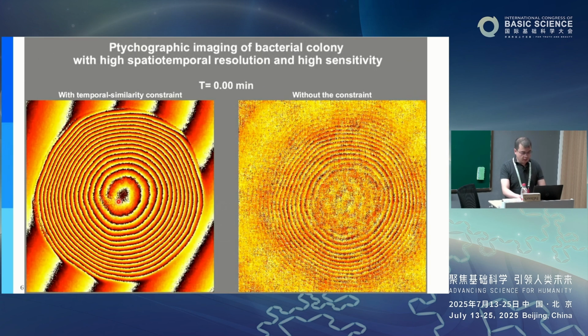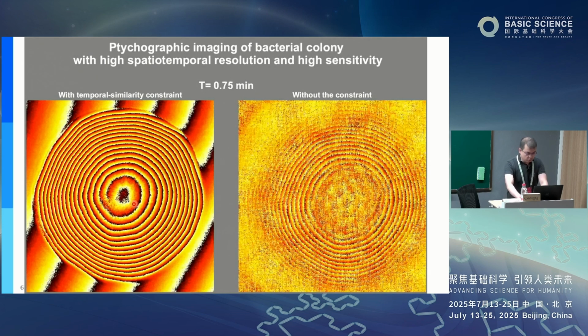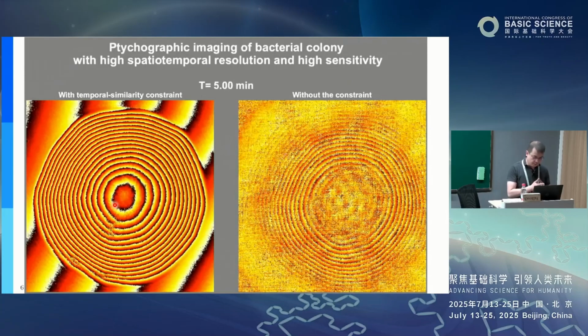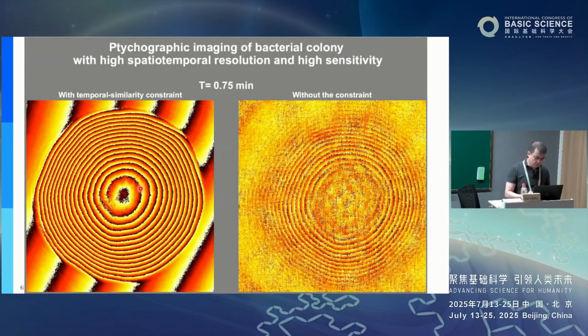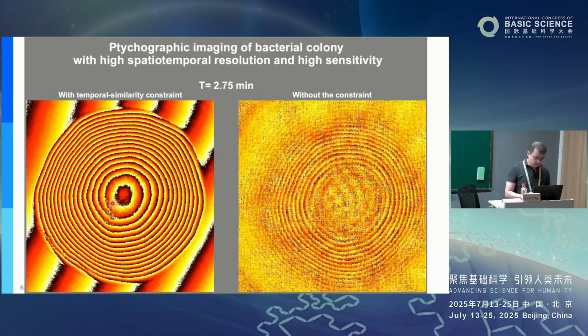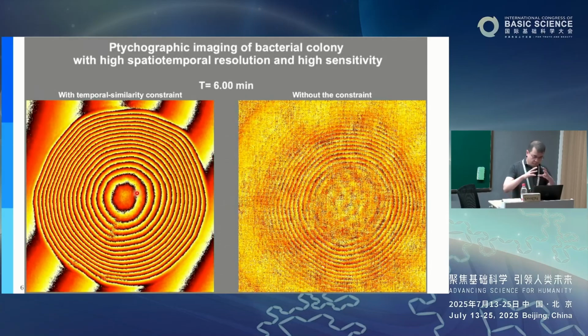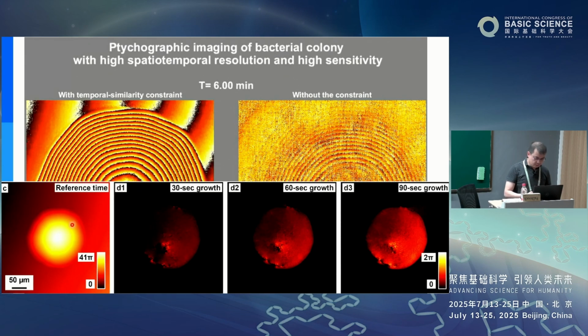So what you see here is that by considering this temporal correlation, we can image the real-time development of this bacterial culture. This is a bacterial colony. You can see the phase of this colony changes over time. It becomes larger and larger, meaning that the bacteria is growing. So this is the reference time. This is the 30-second growth, 60-second, and 90-second.